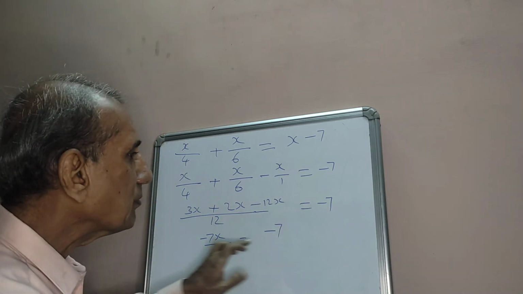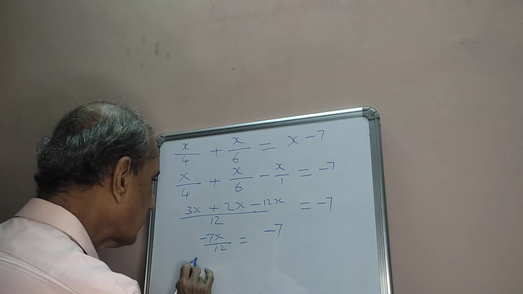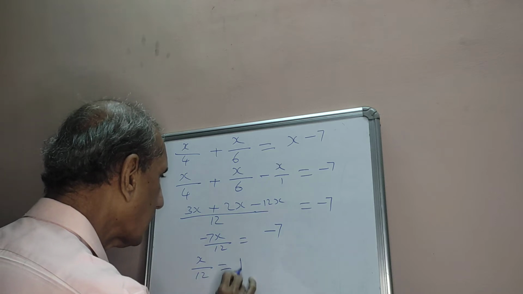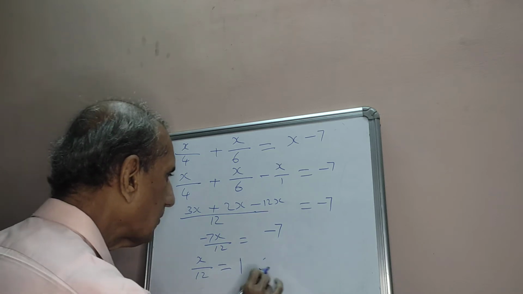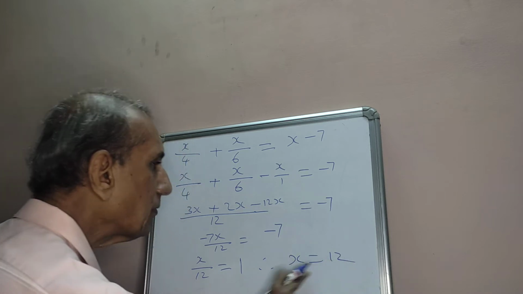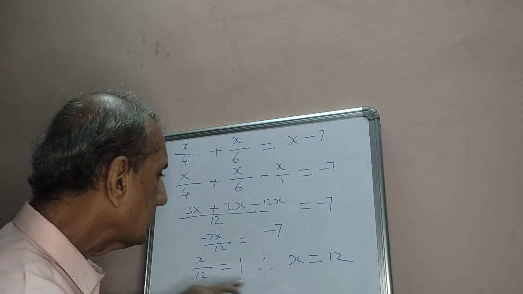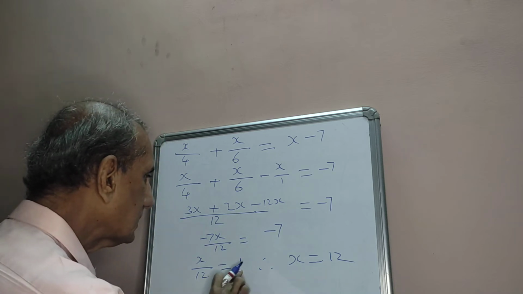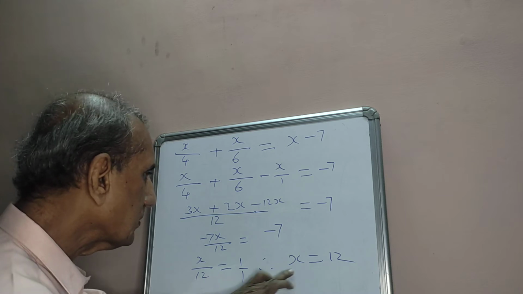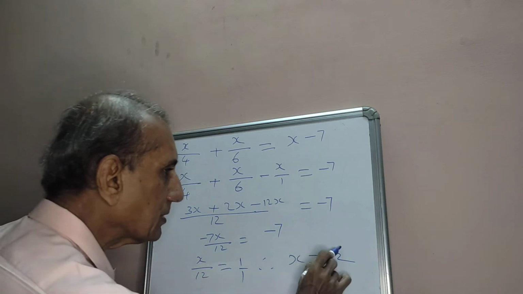If I divide both sides by minus 7, what do I get? x by 12 is equal to 1. Therefore, x will be equal to 12. How? Cross multiplying. 12 ones are 12. Okay. So this I can write as 1 by 1. So my cross multiplication, x is equal to 12. Okay. So this is your answer.